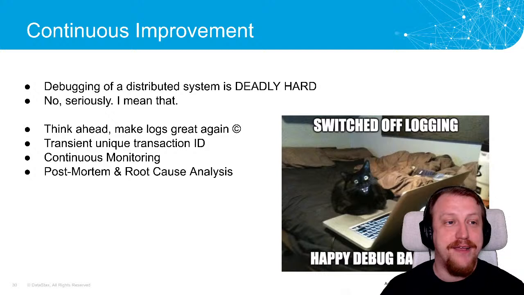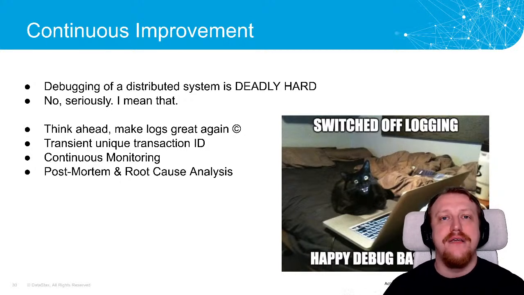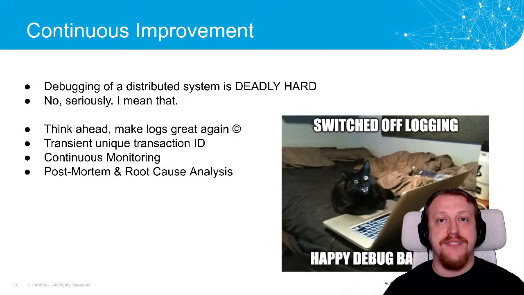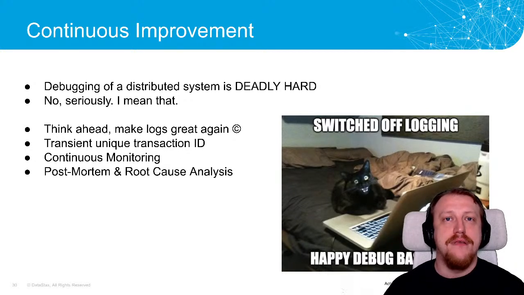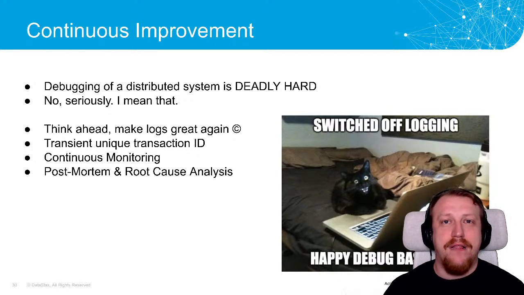And last one, continuous improvement. Debugging of a distributed system is indeed very, very, very hard. If you ever did a transition from monolith to microservices before, you may know my pain. I did it for different projects multiple times, and I'm very curious why my hair is not white by now, because debugging of a newly created distributed system is very, very, very hard. So, think ahead. Make logs great.